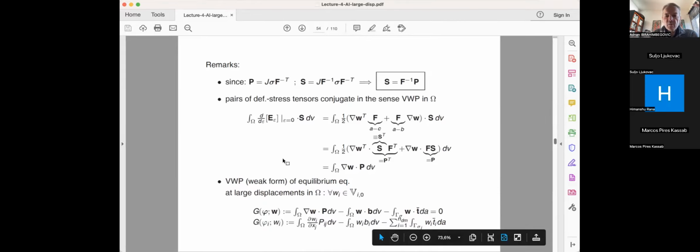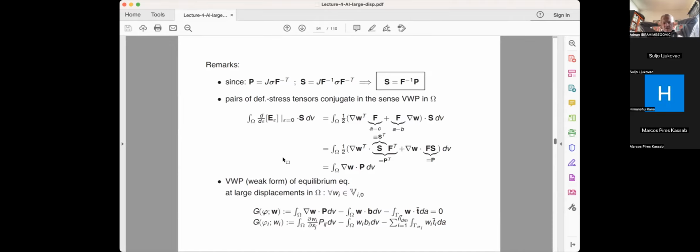Typically, as I said, it depends on the particular application. For example, in developing shell theories, working with Paolo Clemente, I know that he always uses the first Piola-Kirchhoff stress because that happened to be the natural choice in shell theory and so on and so forth.